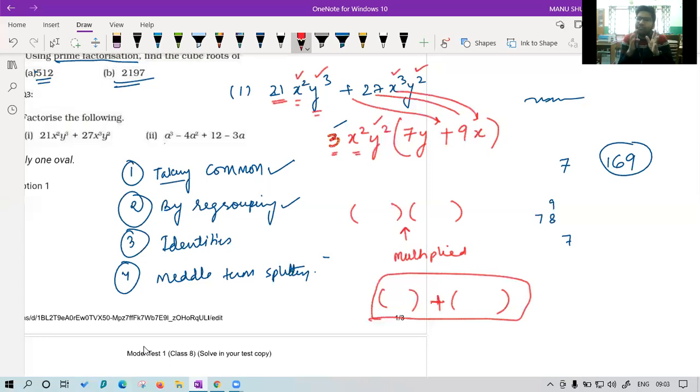No. We can have plus inside the brackets, but the main expressions should get multiplied with each other. Then only we call it a factorized form. It is similar to 8. 8 is the expanded form, that is equal to 2 into 2 into 2 is the factor form. Okay. Now let's take the next number.